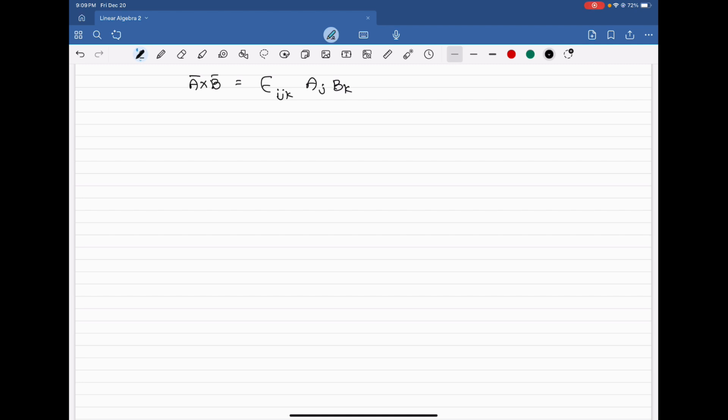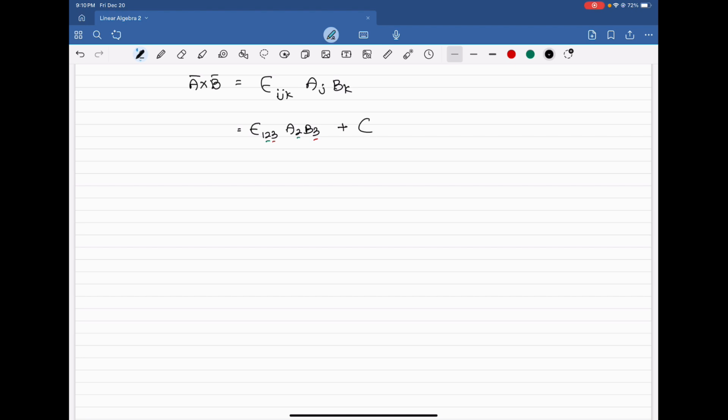When a cyclic summation is done, this will be epsilon 1, 2, 3, A2, B3. J is replaced by 2 and K is replaced by 3.